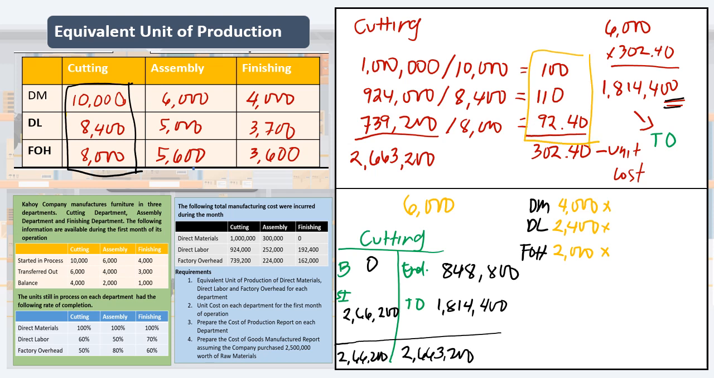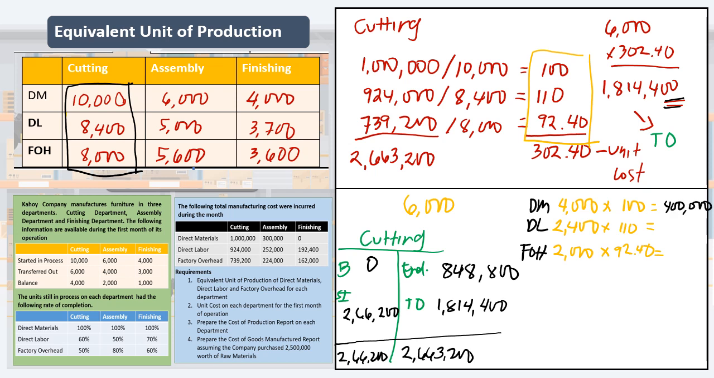So, sa direct materials, we have 100 pesos. Sa direct labor, we have 110. Then, sa factory overhead, we have 92.4. So, compute natin yung total. Unahin natin si direct materials. So, 4,000 units times 100. So, meron tayo ditong 400,000.